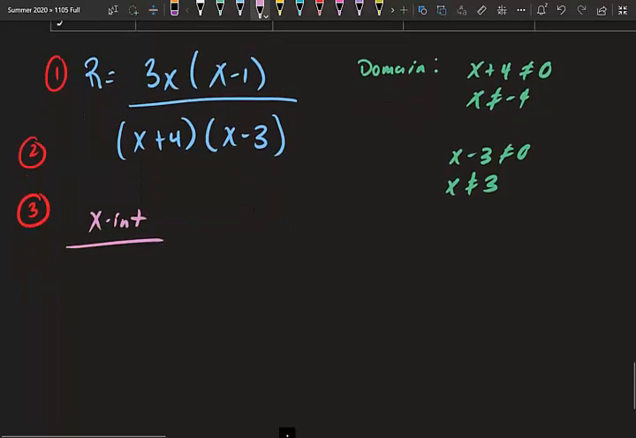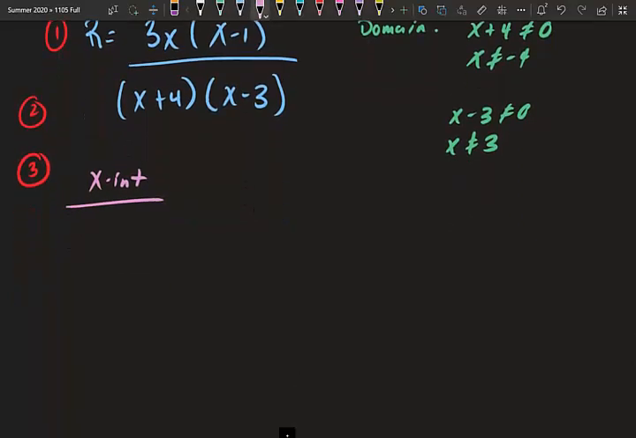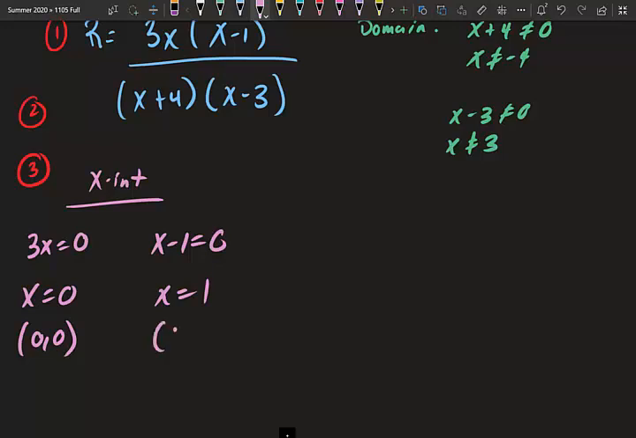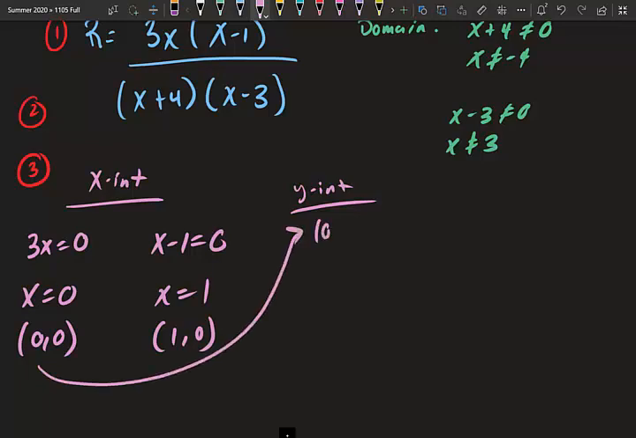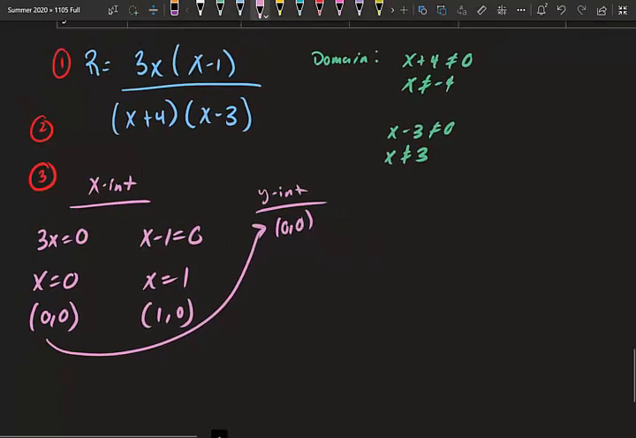Our x-intercept, the top equals 0. Since it's already factored, we set each factor equal to 0. So 3x equals 0, x minus 1 equals 0. So we have x equals 0 and x equals 1. So we have 0, 0, and 1, 0. Now we need to find the y-intercept. Do you know that if your x-intercept is 0, 0, your y-intercept is 0, 0? That's because when x is 0, y is 0. You should just always keep that in the back of your mind. All right, so we have our intercepts.